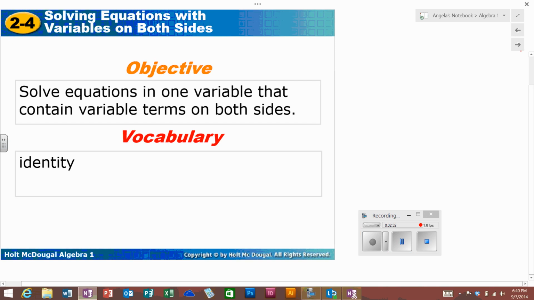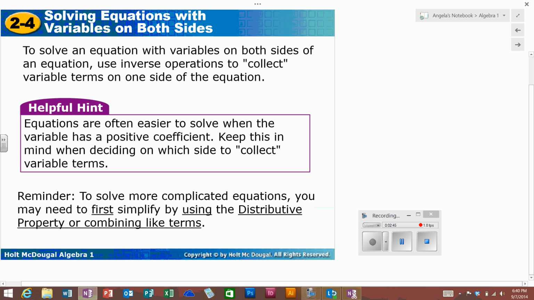Okay, so in this lesson, again, we are going to look at solving equations with one variable, but we're going to see variables on both sides. So you're going to hear the term identity today. When we solve an equation with variables on both sides, we use inverse operations to collect variables on one side, meaning we want to get all the variables on one side of the equation. Just a helpful hint, equations are easier to solve when we have the variable with a positive coefficient. So whenever I choose what side I'm going to put the variables on, I always make sure it's the side that makes me have a positive variable, okay?